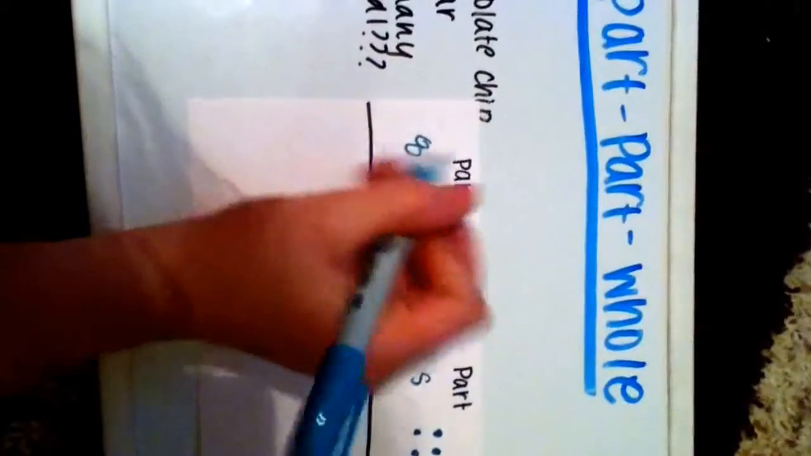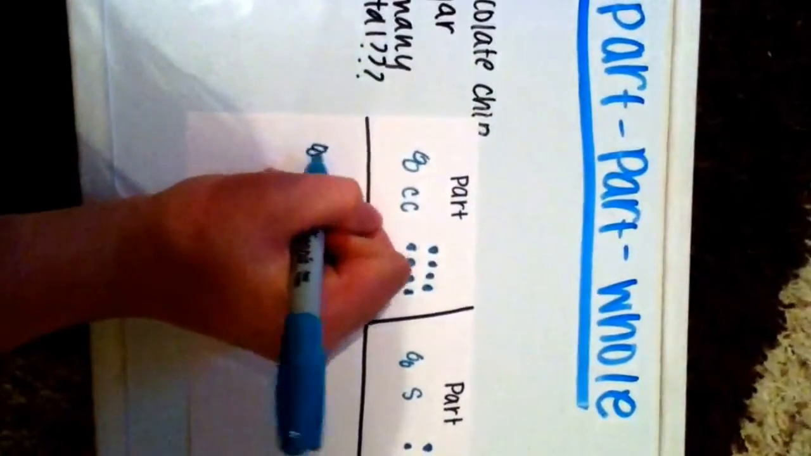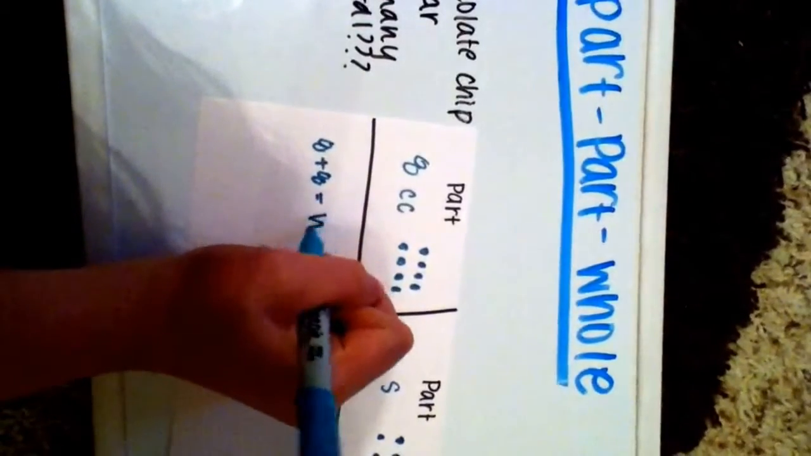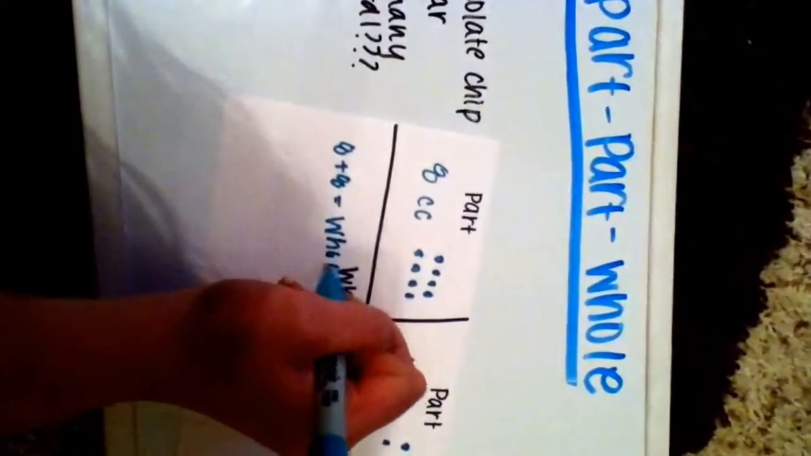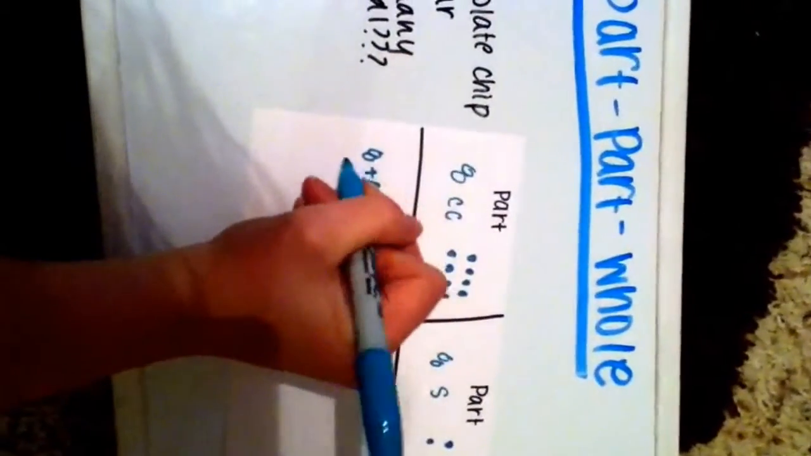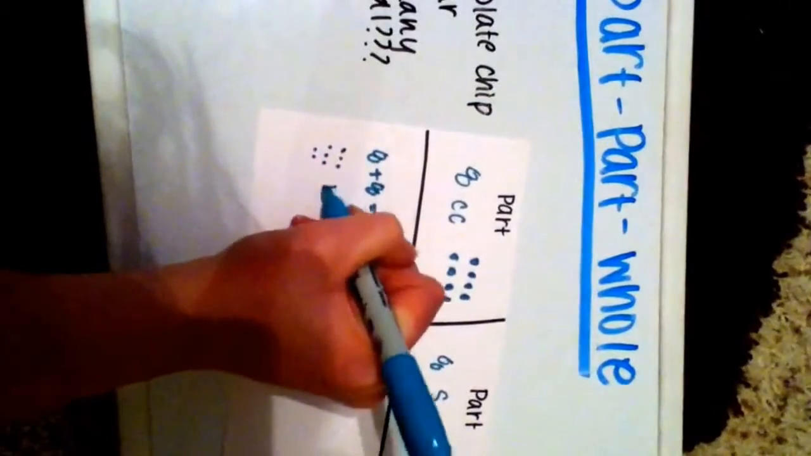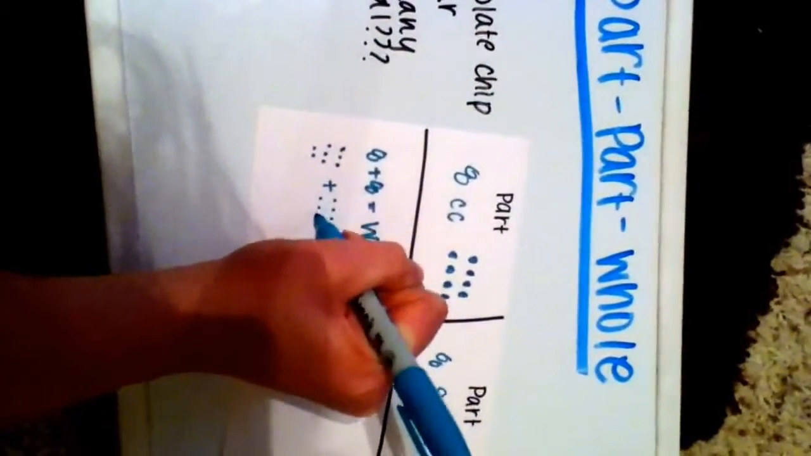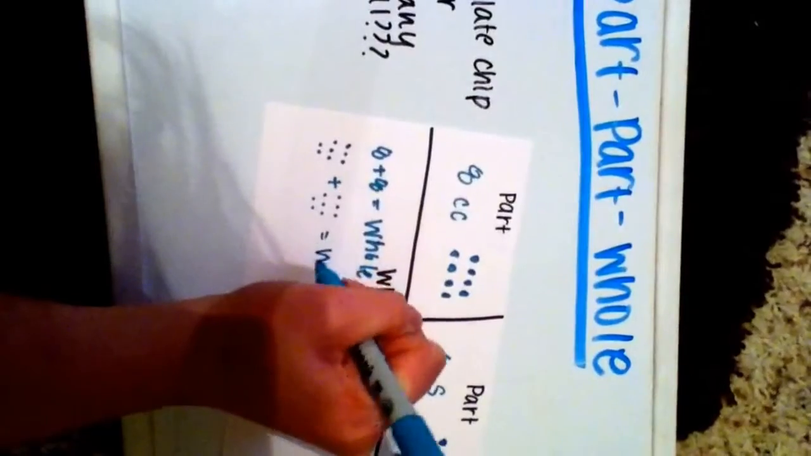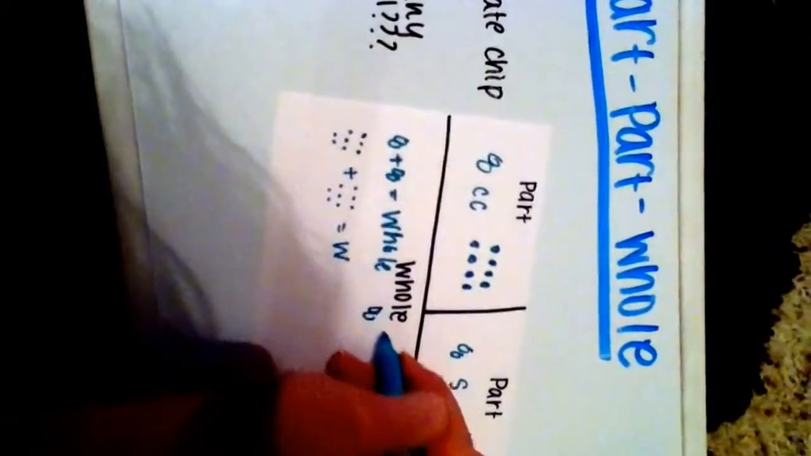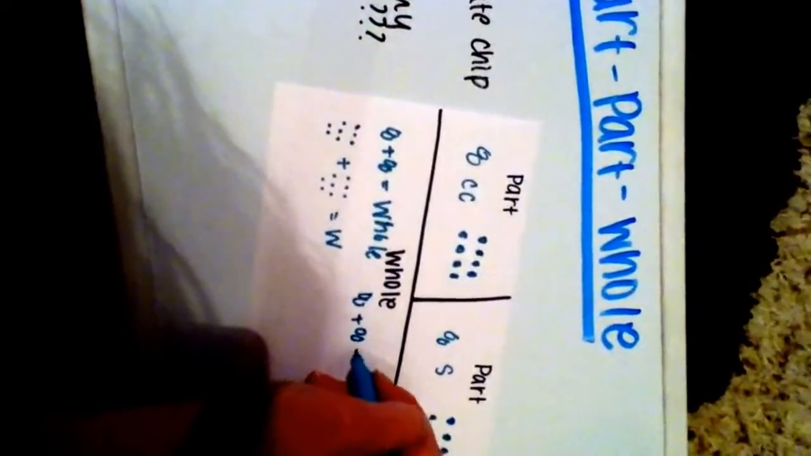So we have, let's say 8 plus 8 is equal to our whole. So we can also draw this out in dots. 1, 2, 3, 4, 5, 6, 7, 8 plus 1, 2, 3, 4, 5, 6, 7, 8 equals whole. So now we can actually add these up. So there's 8 on this side and 8 on that side. That means that the 8 plus 8 is going to be equal to 16 cookies in all.